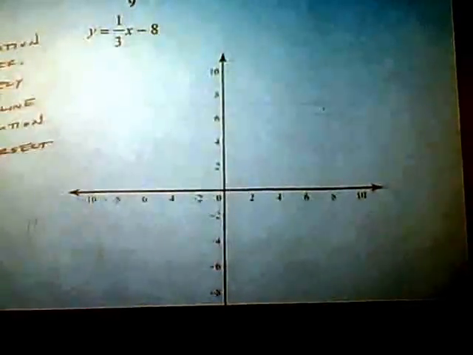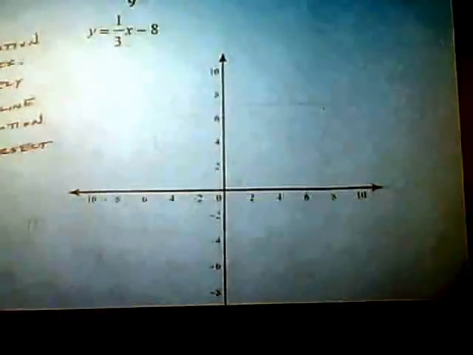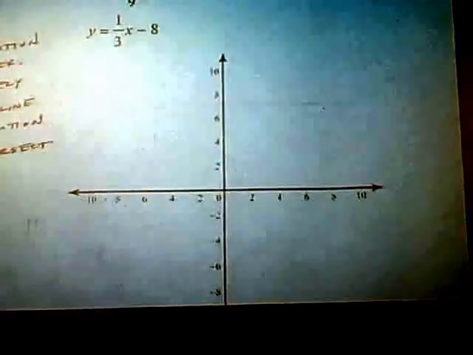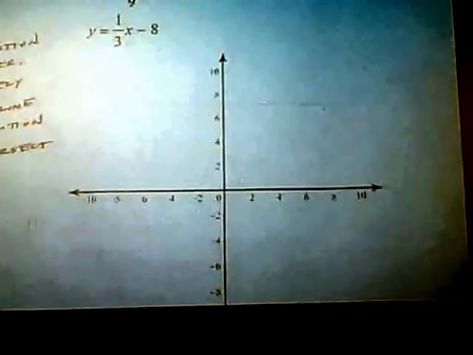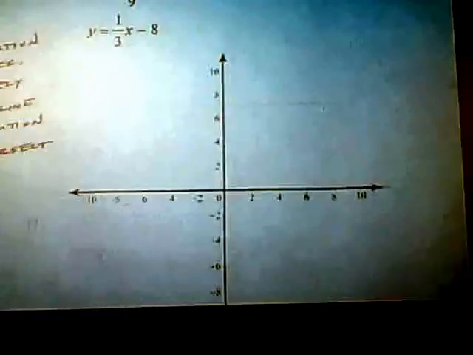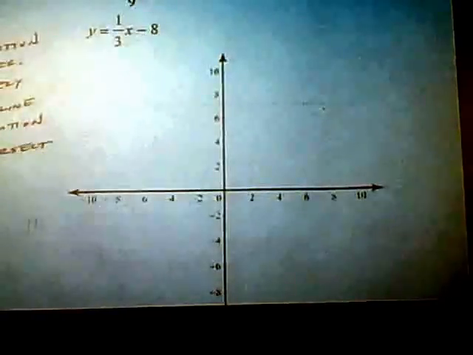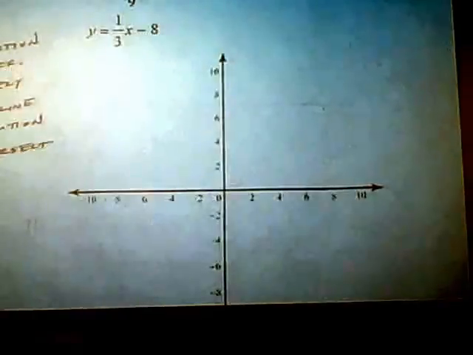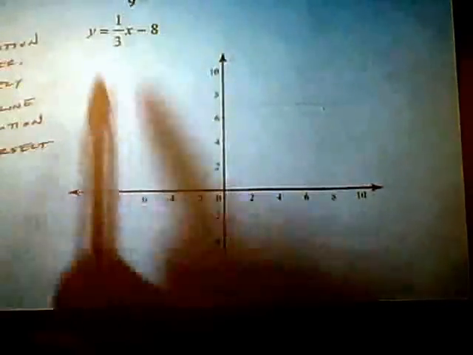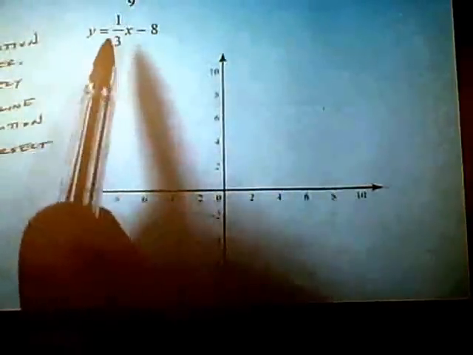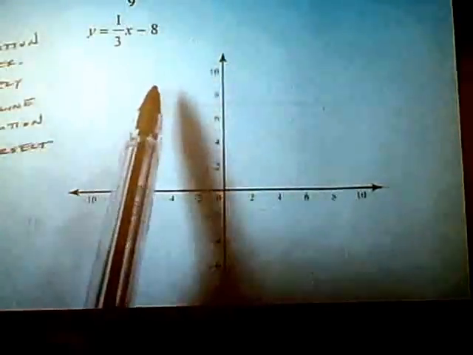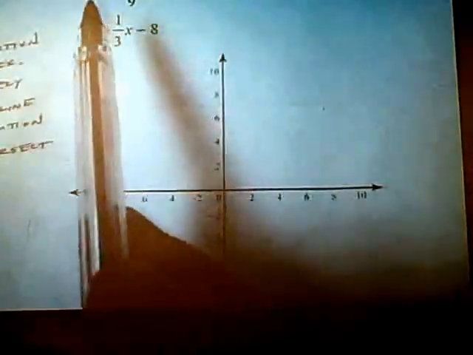Okay, number 2 is y equals negative 8/9 x plus 3. And then you have y equals 1/3 x minus 8. Now, just by looking at the slopes of this, you can tell that these lines are going to intersect somewhere because they have different slopes. You can also tell that they're going to be just intersecting lines. They're not going to be perpendicular because these are not the opposite reciprocal of each other.